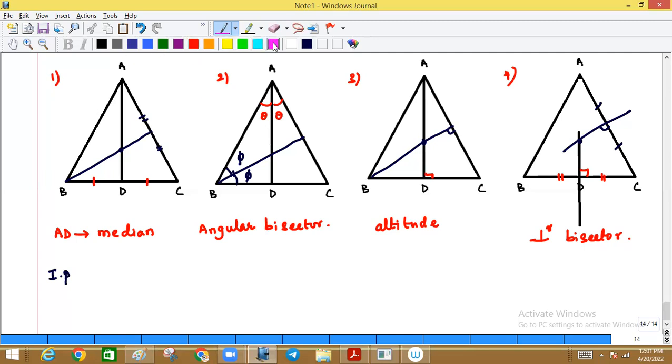First one, if you see two medians are intersecting, the third median will also intersect at the same point, but I'm drawing only two. The third median you can also draw, it passes through the same point. Okay, that intersection point is called the centroid. What is it called? Centroid. Second is called incenter. Third center is called orthocenter. Fourth center is called circumcenter.